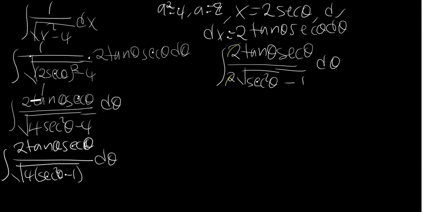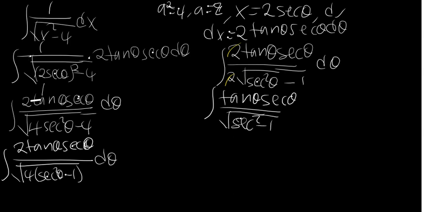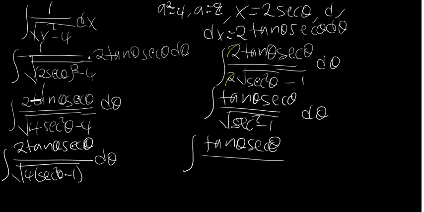After cancelling 2, what we are remaining with is the integral of tan theta sec theta over the root of sec squared theta minus 1 d theta. If you can remember very well, we know that sec squared theta minus 1 is the same as tan squared theta. I said that earlier. So we are going to replace that. We are going to have tan theta sec theta divided by the root of tan squared theta d theta.